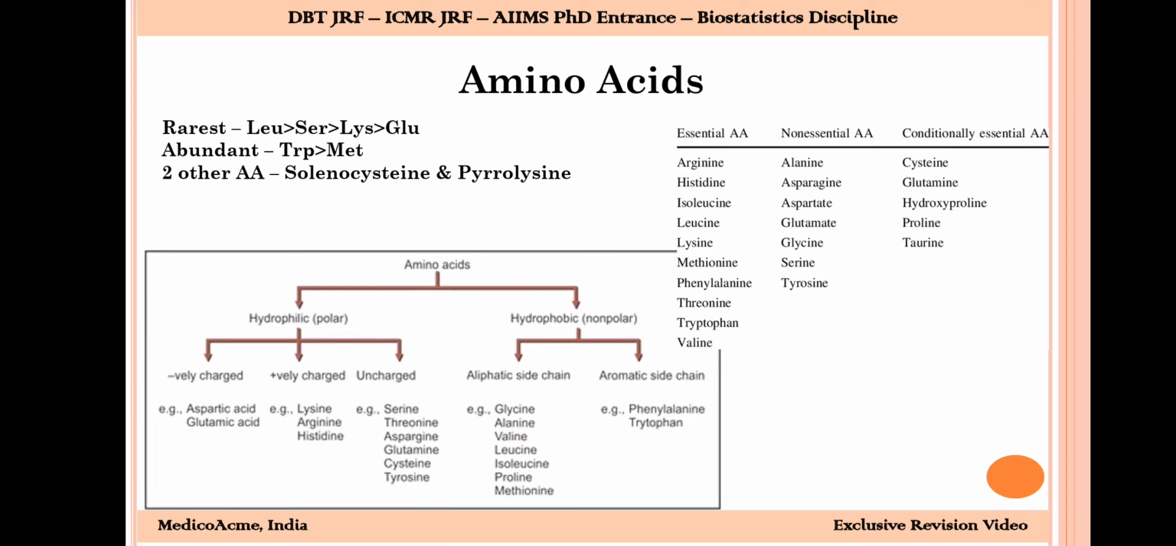So negatively charged are aspartic acid and glutamic acid, so aspartate and glutamate. You can remember that both the acids are negatively charged, and all the three bases, like basic amino acids, are positively charged. Those are lysine, arginine, and histidine. And uncharged, that is neutral: serine, threonine, asparagine, glutamine, cysteine, and tyrosine. Okay, so guys, this is the information about the kinds of amino acids.